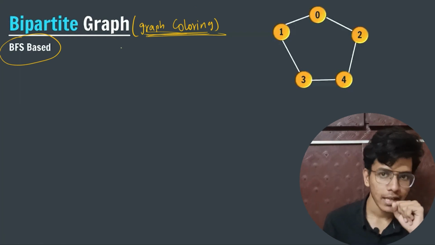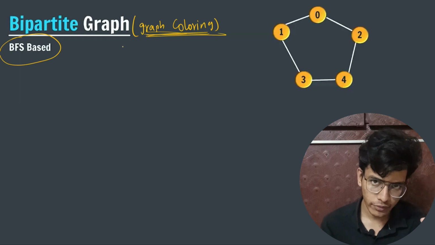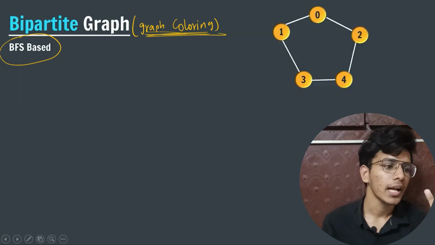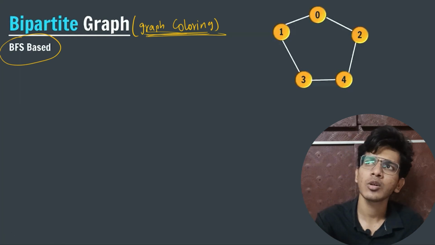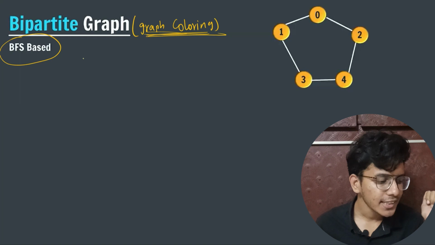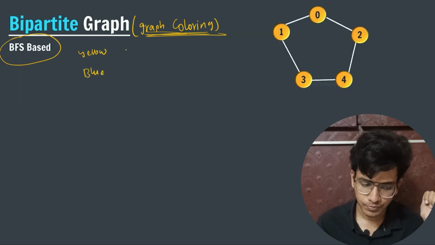Okay, so here I will divide my graph into two different colors, because my goal is to divide my graph into two parts, right? So for each and every node I will give some color. Let's say that I am giving yellow and blue color, right?